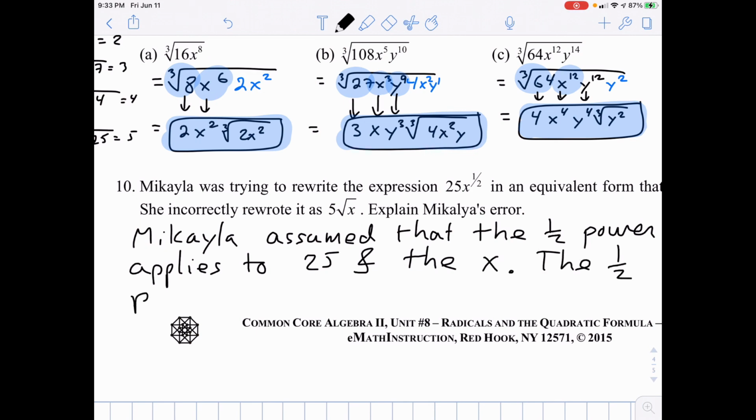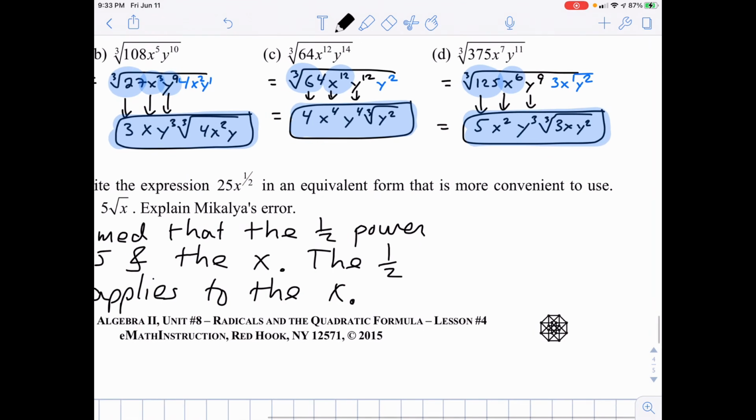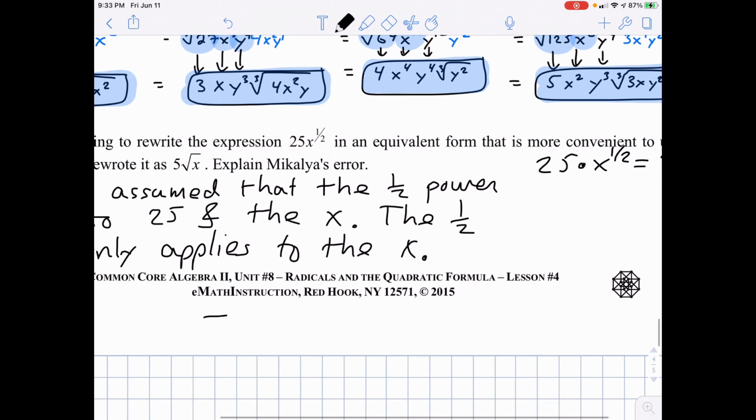The 1/2 power only applies to the x. In other words, this is 25 times x to the 1/2 power, which is 25 times the square root of x.